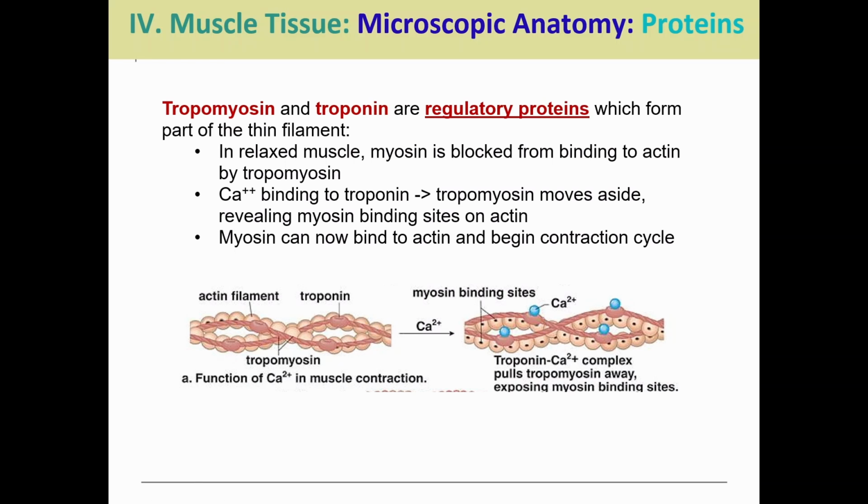And then the tropomyosin and troponin, they're regulatory, so they're not directly involved in the movement between actin and myosin, but they will regulate when actin and myosin can bind. So when it's relaxed, myosin cannot bind to actin because tropomyosin is in the way. But when calcium binds to troponin, this forces tropomyosin to move aside. And when tropomyosin moves, now those myosin binding sites on the actin are open and myosin can grab on.